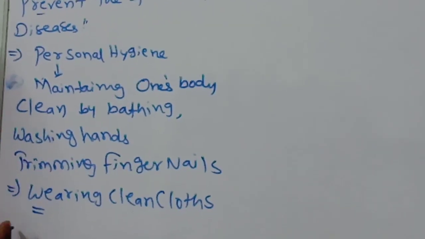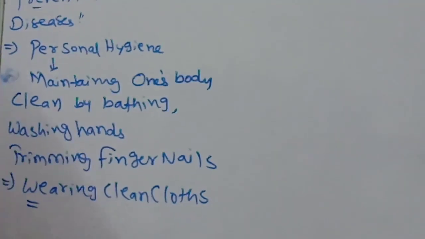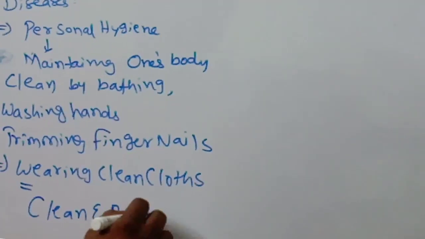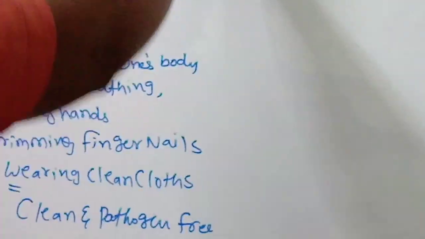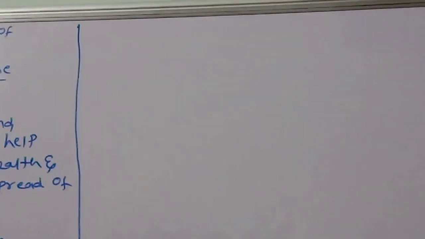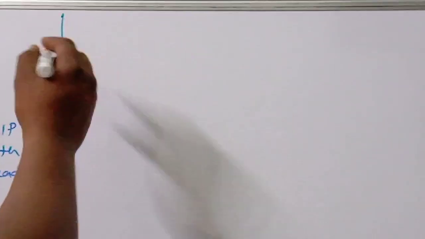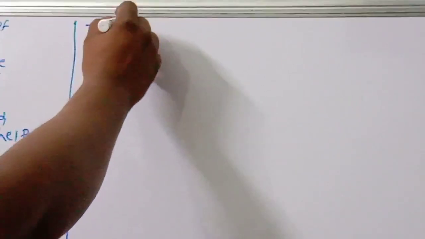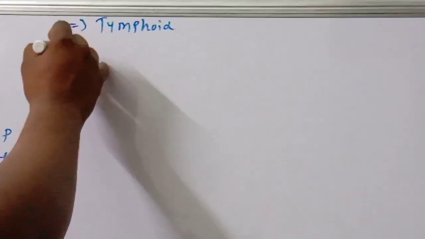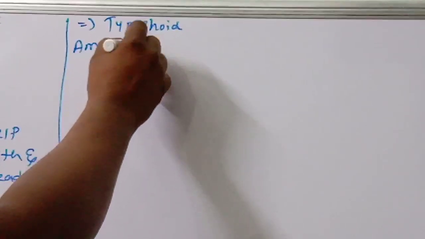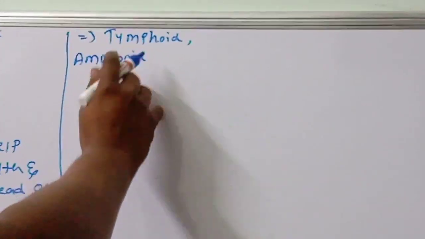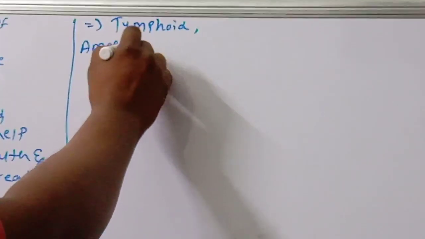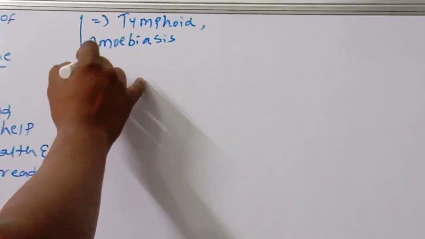Next, bathrooms and toilets have to be very clean and pathogen free, and also house surfaces and external surfaces. Otherwise there will be spreading of diseases, suppose typhoid, amoebiasis, and ascariasis. This point you should remember.